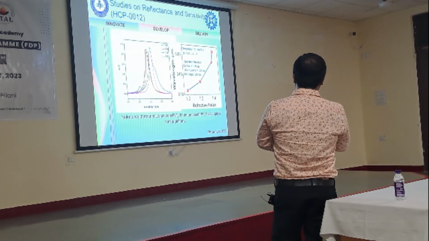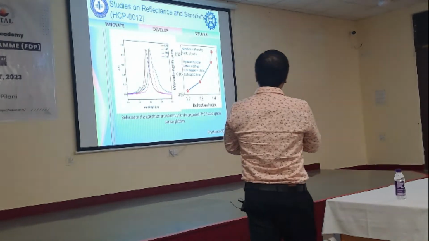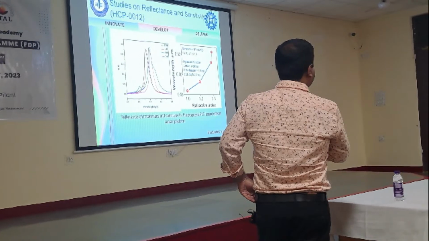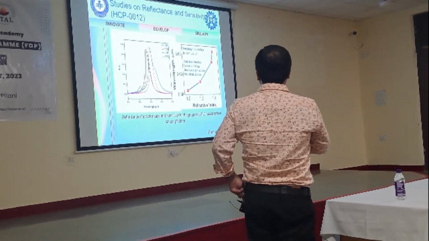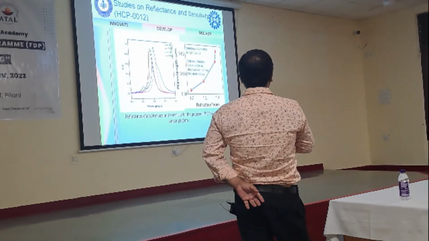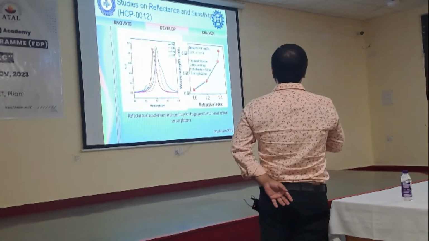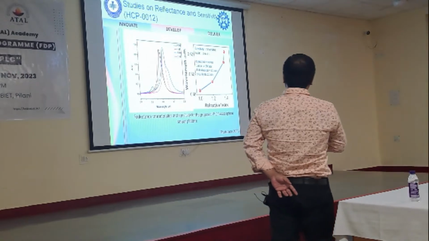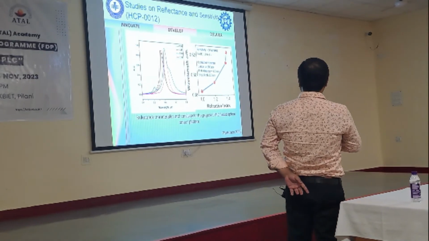I told you whenever you change the refractive index from 1 to 1.2, the wavelength shift also takes place. And this is the sensitivity. If you calculate the sensitivity from here to here, the sensitivity you will obtain is 91 nanometer per refractive index unit.